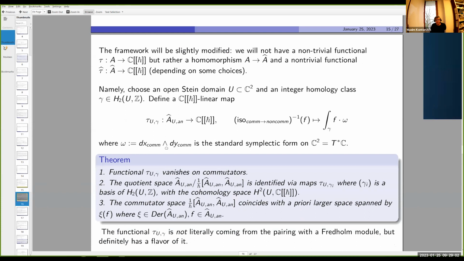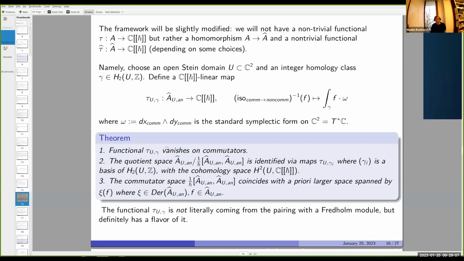So the framework which I used before, with traces of parse elements, will be slightly modified, but at the end of the day, it will not be a very big difference. We will not have a linear functional on the algebra, but rather something else. We have a homomorphism to a completion, like before, and a non-trivial functional on the completion. And then we'll note something in the completion. We'll see later.